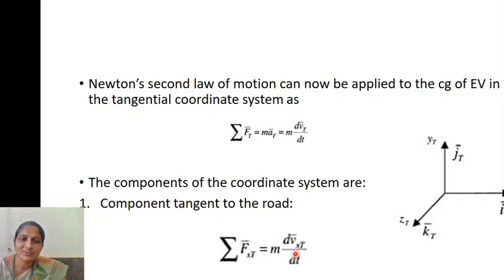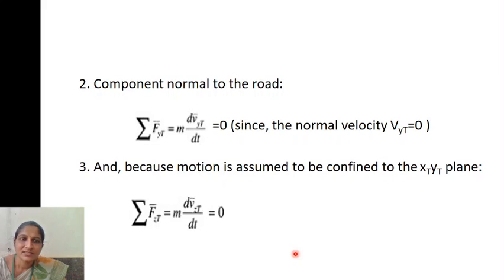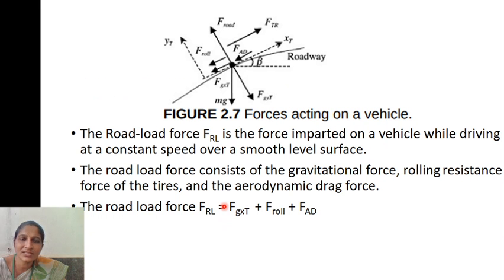We know that the vehicle is moving in the x direction, so there will be velocity in the x direction only. There are no velocities in the y direction or z direction. So the forces acting in the y and z directions are 0. So there is only a force acting in the x direction. The component normal to the ground, F of y of t, is equal to 0, and in the z direction also the force will be 0. So there is only one force acting, in the x direction.